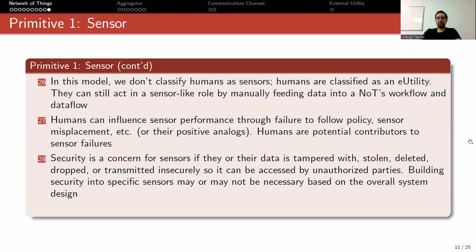Security is a concern for sensors if they or their data are tampered with, stolen, deleted, dropped, or transmitted insecurely, so that they can be accessed by unauthorized parties. Building security into specific sensors may or may not be necessary based on the overall system design. If the attacker cannot access the sensor and the data communication, then maybe you would be okay to not have encryption. So actually, this was the idea in the industry before.